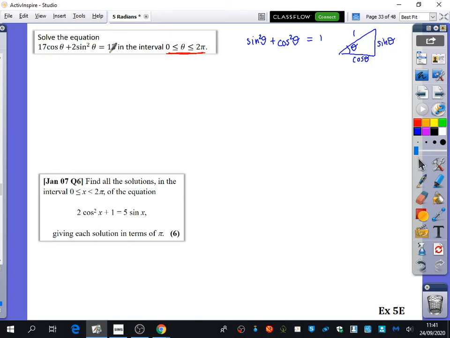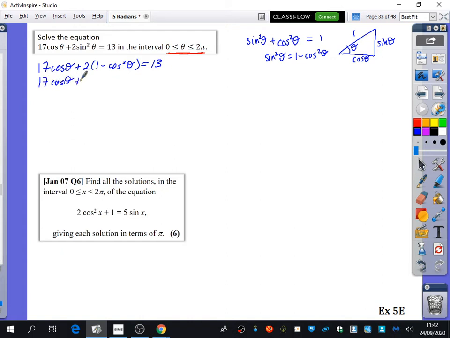So the problem with this equation is that we have a mixture of sine and cos. So we use the Pythagorean identity to translate it from a mixture into just one type. I'm going to make sine squared the subject. In fact, you really should memorize this, that sine squared theta is 1 minus cos squared theta. I'm then going to substitute that in place of sine squared theta. So I have 17 cos theta plus 2 times (1 minus cos squared theta) is equal to 13. And now that equation is nice because it's all just in terms of cos.